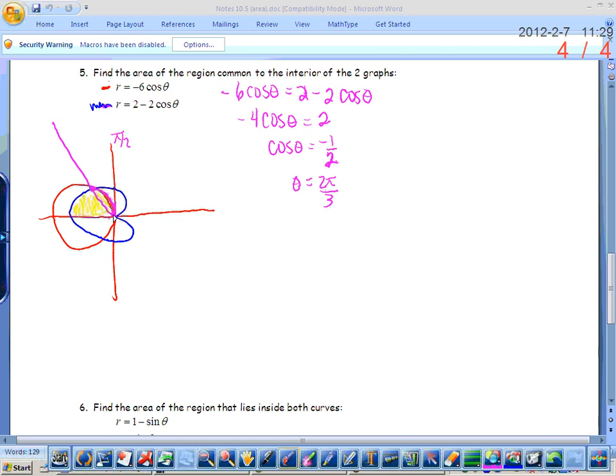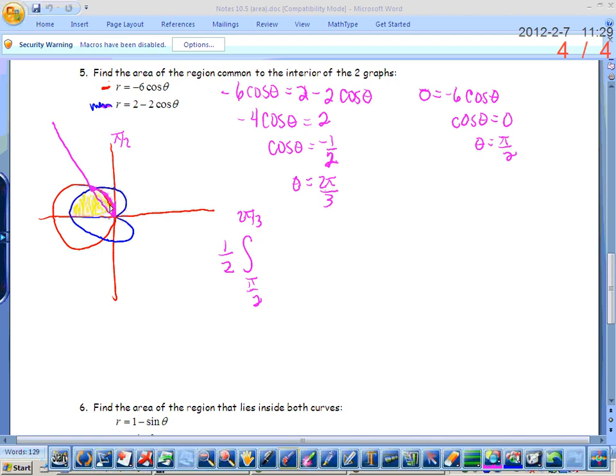Here's another thing. This point right here is also at the pole. The pole has a radius of 0. My red circle is r equals -6 cosine theta. So 0 equals -6 cosine theta, or cosine of theta equals 0. What angle has a cosine of 0? Pi over 2. So I'm going to integrate from pi over 2 to 2 pi over 3.